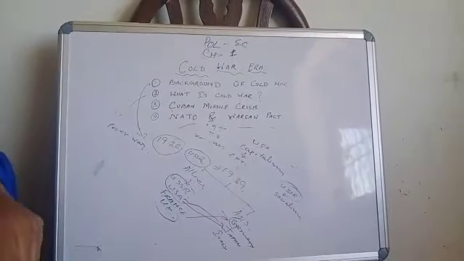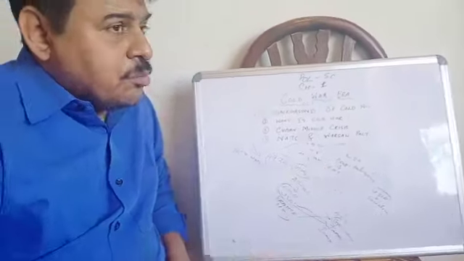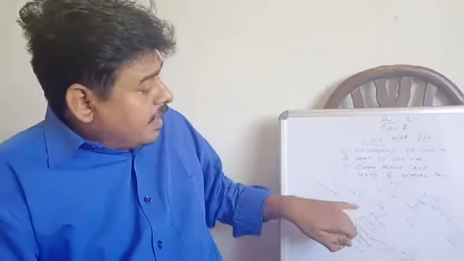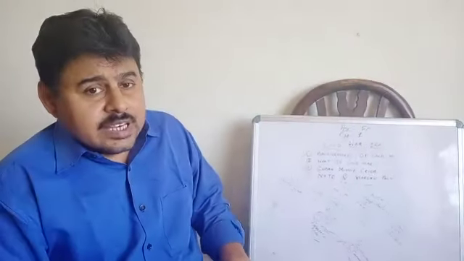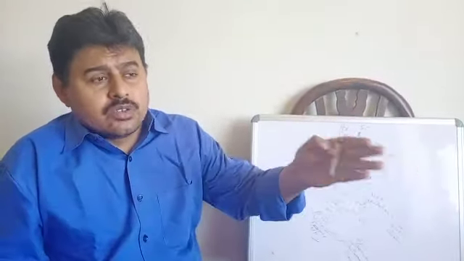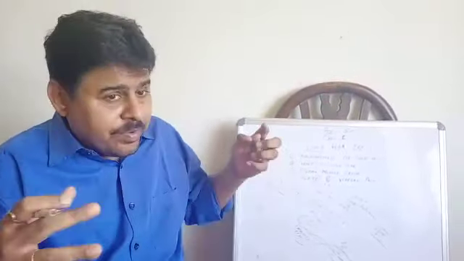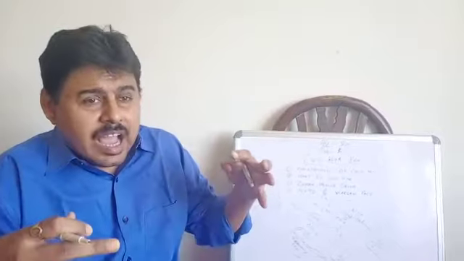In the Korean War, what happened? USA supported North Korea, and USSR supported South Korea. So in that way, Korea became divided into two parts, North Korea and South Korea, as you know today. So that was the Cold War. No face-to-face war. That is why it was an ideological war.